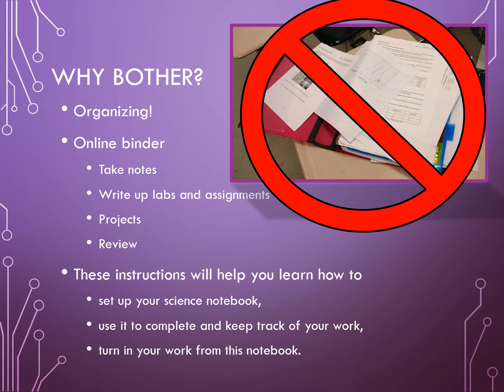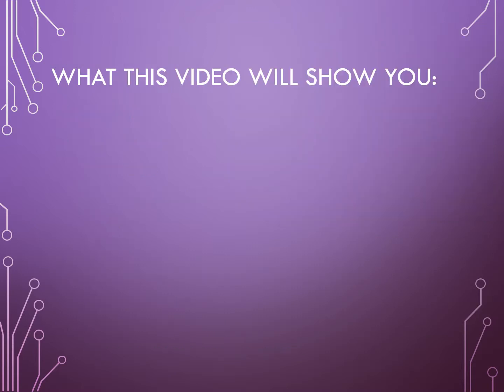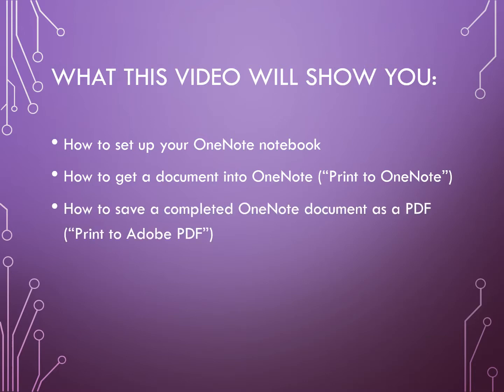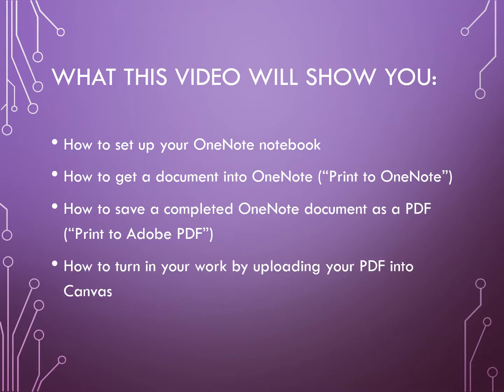These instructions will help you learn how to set up your science notebook, use it to complete and keep track of your work, and how to turn in your work from this notebook. This video will show you how to set up a OneNote notebook, how to get a document into OneNote from your browser using Print to OneNote, how to save a completed OneNote document as a PDF using Print to Adobe PDF, and how to turn in your work by uploading your PDF into Canvas.